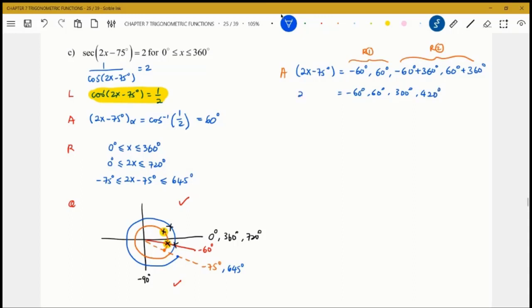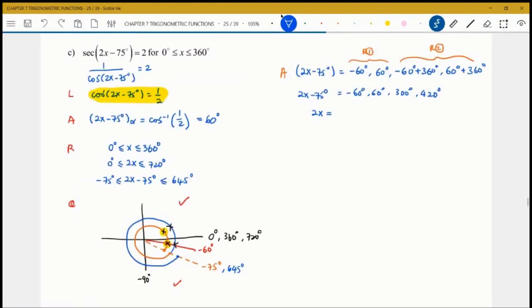But then subjek dia adalah 2x minus 75 degree. Kita nak jadikan dia adalah single x. So kita akan modify satu persatu, tambahkan semua sekali dengan 75. Sebab di sini negatif, pindah sebelah kanan dia akan jadi plus. So negative 60 plus 75 adalah 15 degree.